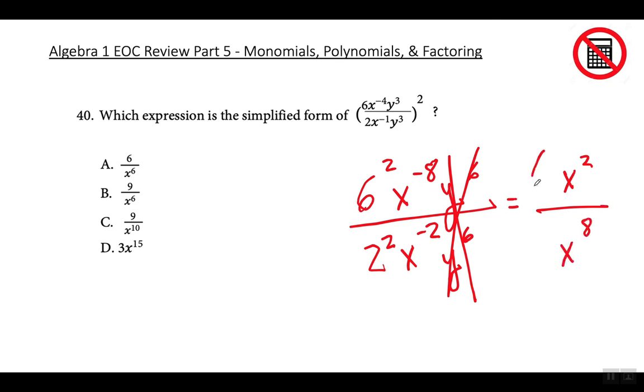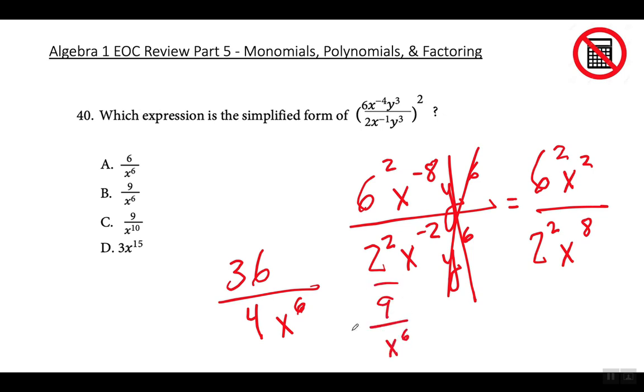All right, 6 to the 2nd power and 2 to the 2nd power. Now 6 to the 2nd power is 36, 2 to the 2nd power is 4, and x to the 2nd power over x to the 8th power. When you subtract the exponents, you're going to get x to the negative 6th power, so you're going to have an x to the 6th power on the bottom. Now 36 divided by 4 is 9. So your final answer would be 9 over x to the 6th power, which is this answer right here.